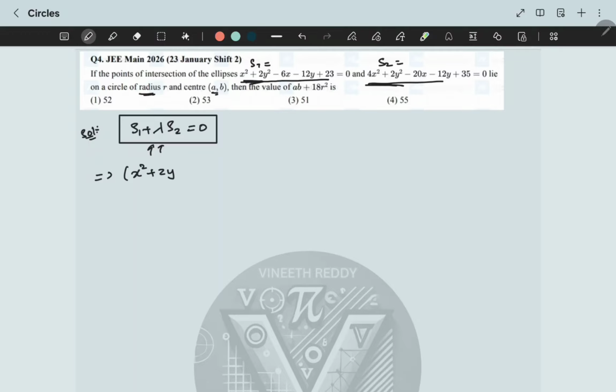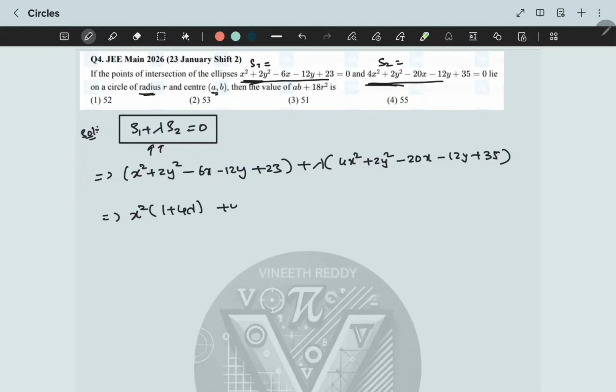It is simply x square plus 2y square minus 6x minus 12y plus 23 plus lambda. Don't write equal to 0 here. S only represents the left hand side of the equation, that's an expression basically. Now if I take x square common, I get 1 plus 4 lambda. And if I take y square common, I get 2 plus 2 lambda. And then if I take x common, what do I get? X into minus 6 minus 20 lambda plus y into minus 12 lambda plus 23 plus 35 lambda equals to 0.